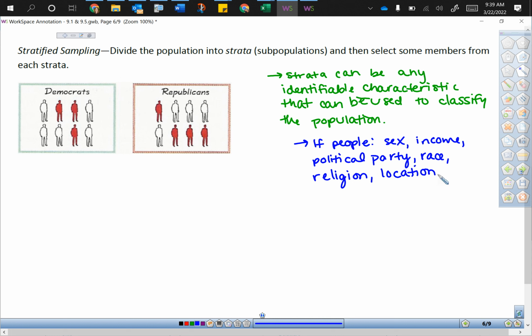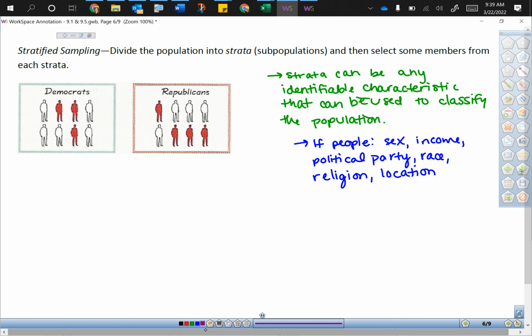A location is a really good strata because, think about it. If we were to base everything off of just people, the Midwest would not be very well represented because there's not many people in this location. So if we were to base it off of strata and say we need so many people from this location, and this location, that's going to give us a better representation of the whole country. So stratified sampling really is important when you have a large group you're looking at and you want to make sure everyone is well represented. Okay?